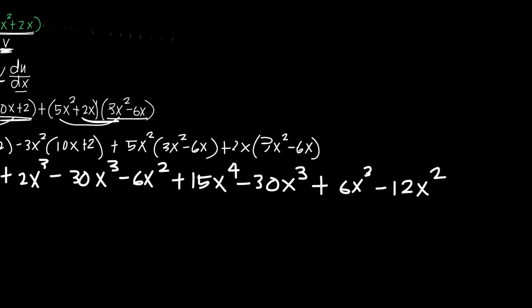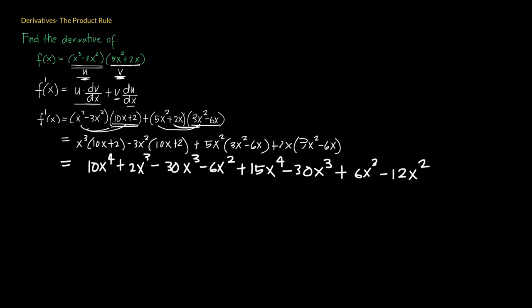And then just find the like terms and combine them. Let's start with the x to the fourth. 10x to the fourth plus 15x to the fourth, that's 25x to the fourth. Then we have the cube, 2x cubed and negative 30x cubed, that's negative 28.